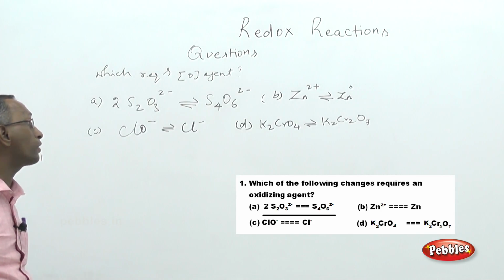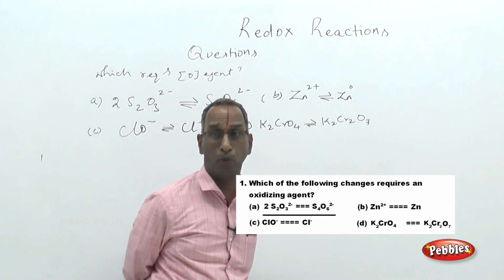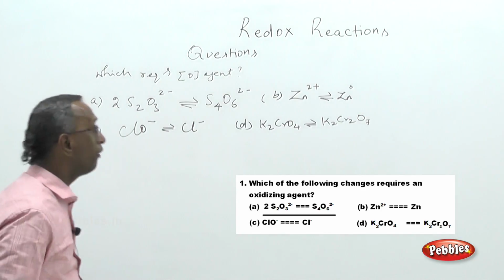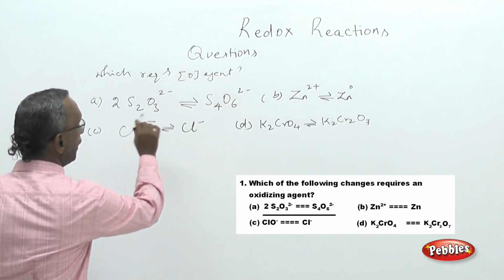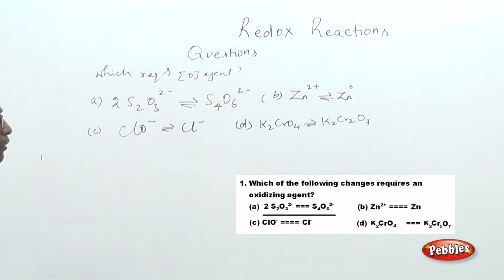So which requires an oxidizing agent means first we have to identify the oxidation reaction. Which is the oxidation reaction? Only an oxidation reaction will require an oxidizing agent. Here, everywhere the reactant and product composition is almost the same, so we only have to compare the oxidation states of the elements and then come to a conclusion. For simpler ones we can eliminate.